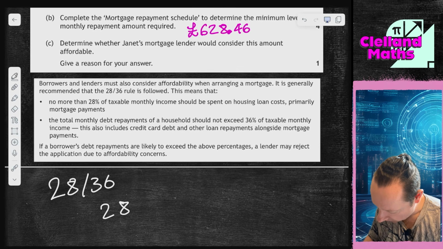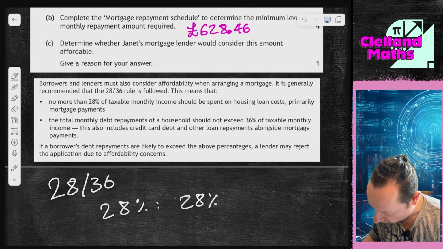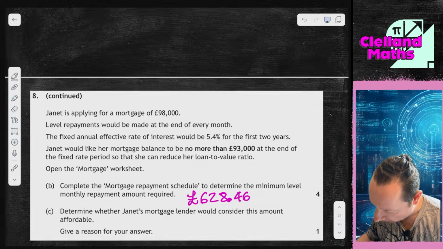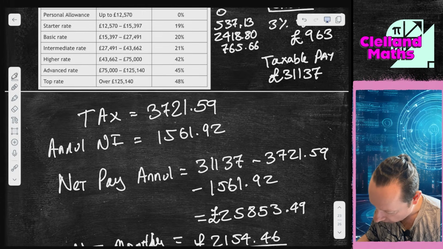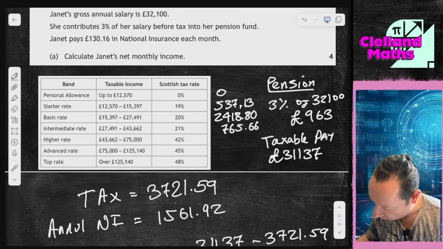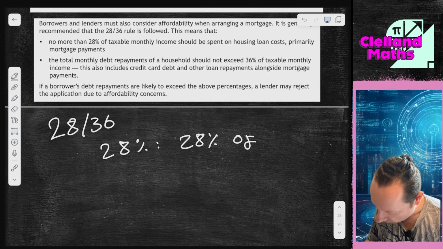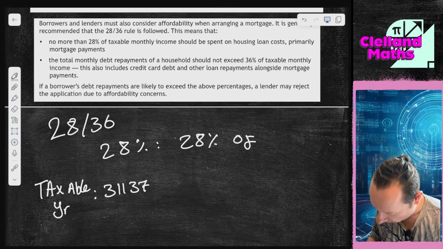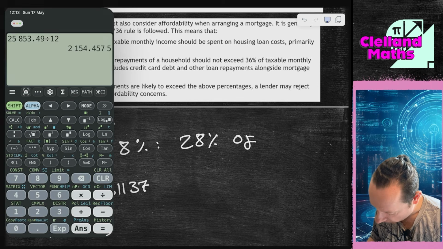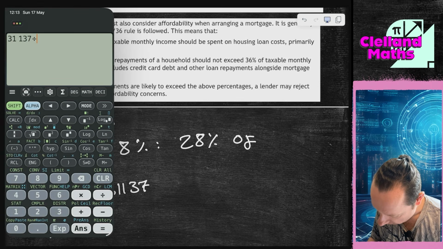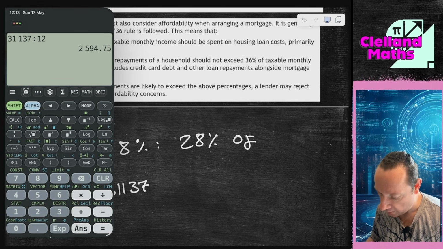examining the 28% part, no more than 28% of taxable monthly income, housing loan costs. So 28% of the taxable monthly income we worked out way back up here. Well, taxable pay is 31137. So taxable per year was 31137. So per month, we can divide by 12. Is 2594.75.